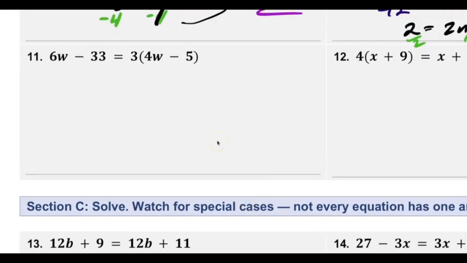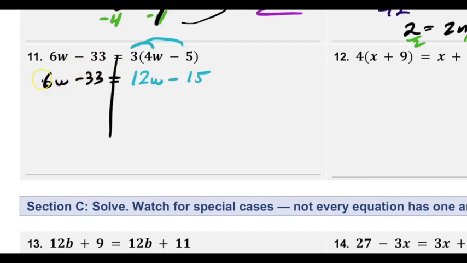So again, right here we're going to distribute. So we get 12w minus 15 equals 6w minus 33. And again, I like to get rid of the smaller variable first. So I always like to get rid of the variable first if possible, after I simplify. Can't do anything else. So let's get rid of the smaller variable, minus 6w from both sides. Those are gone. I get negative 33 equals 6w minus 15.